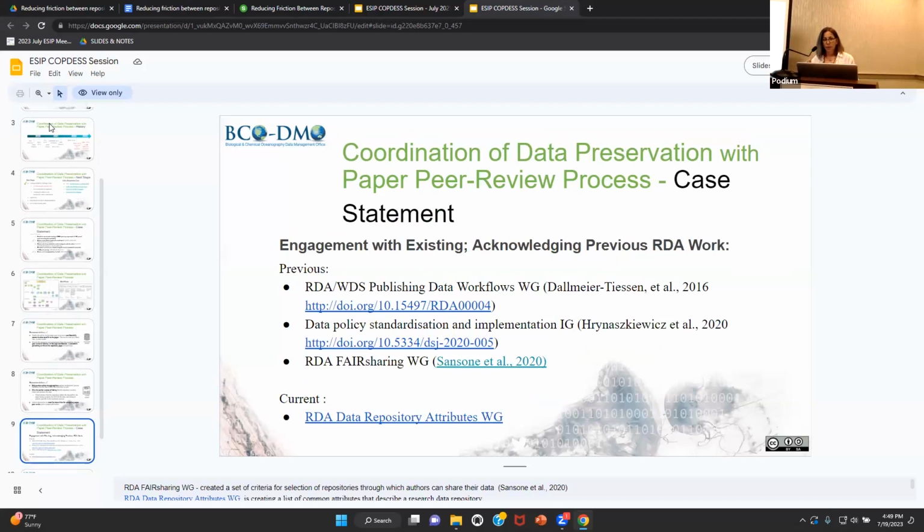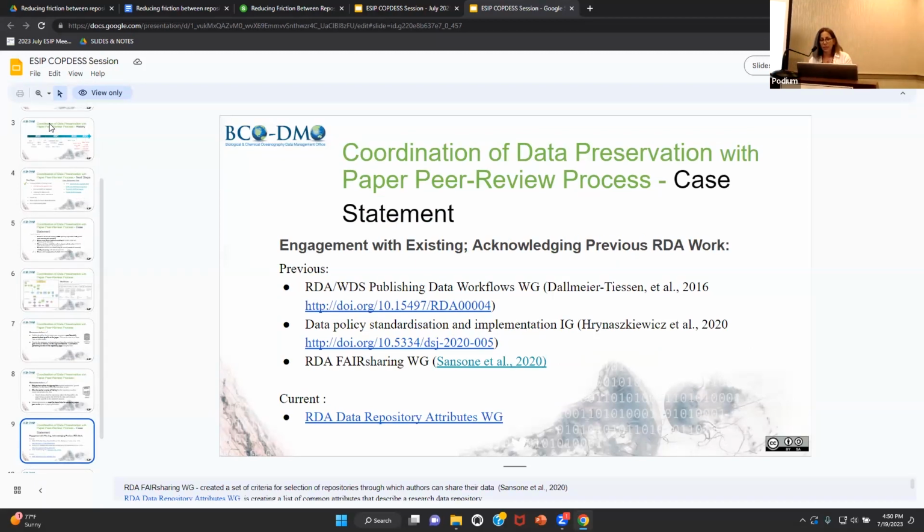So we're also connecting to existing work. We know that we don't want to reinvent the wheel. We know that there's a lot of stuff that's already been done in the RDA space, publishing workflows. That was something that was done back in 2016, but it was an idealized, hey, wouldn't it be great if data publication looked like this? It's not really what happens on the ground at a lot of repositories. So that's informed, but we need to modify that. And it needs to connect to the scholarly publication.